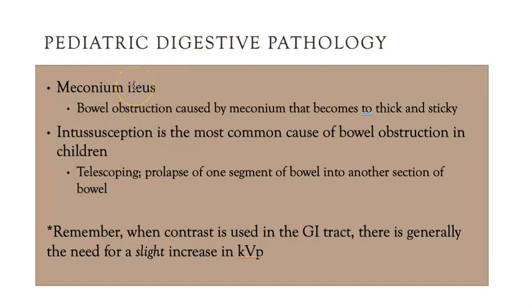We learned about mechanical and adynamic ileus earlier in the semester. Meconium ileus is specific to pediatric patients, and it's an obstruction caused by meconium that becomes too thick and sticky. Intussusception is the most common cause of bowel obstruction in children, though, and as a reminder, that's telescoping, or prolapse of one segment of bowel into another section of bowel. As a reminder about technique change, when contrast is used in the GI tract, usually you want to do a slight increase in kVp.